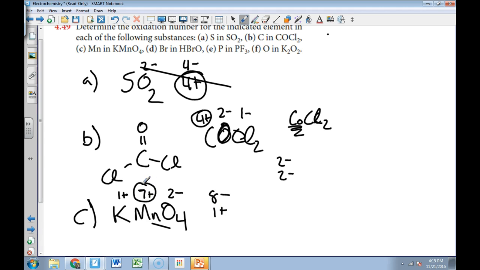Okay, so let's take a look at D. D is HBrO. Bro, we got this. Okay, so let's see. Oxygen, again, 2-, hydrogen 1+, and there's one of each, so that means that bromine must be a 1+.